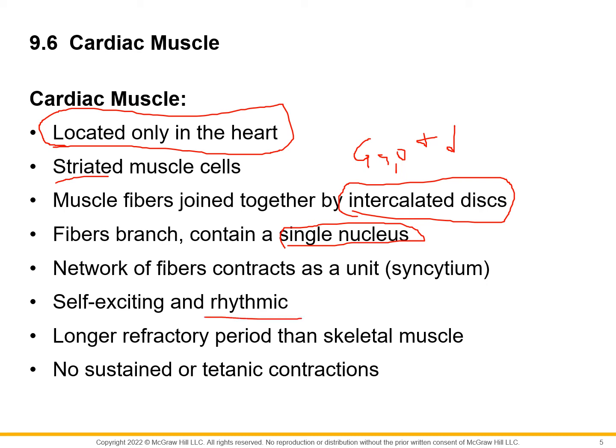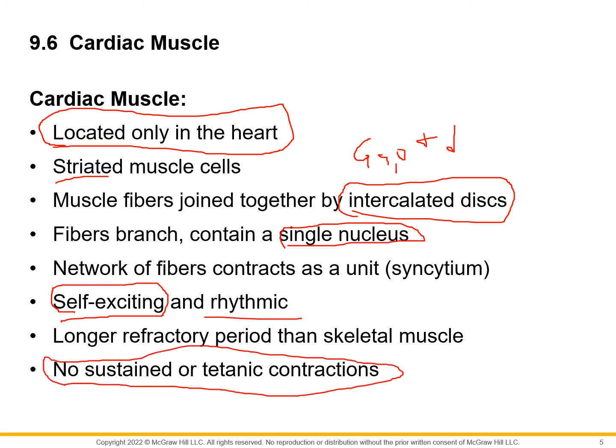They are rhythmic. They are self-exciting. You do not have to have nervous system input. If the heart has a blood supply, it can actually beat on its own for a while. It doesn't need any outside input. It has its own built-in pacemaker, which you'll see when you get into it. It cannot have tetanic contractions. It is made to where that can't happen, so you don't have a heart cramp.